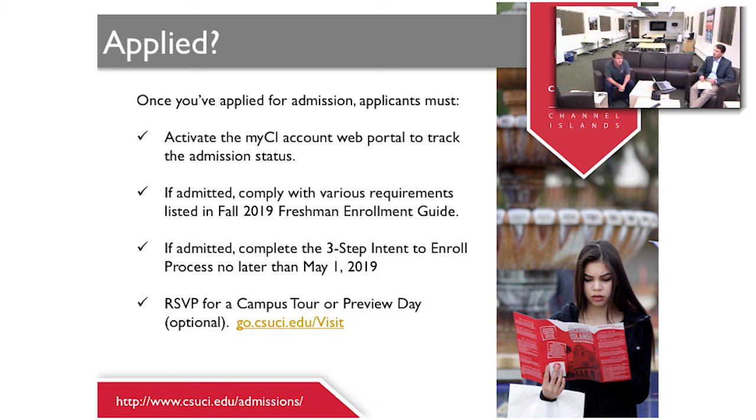You definitely want to follow along in the enrollment guide as you're going through the admission process. If you're admitted, you do have to complete the 3-step intent to enroll process no later than May 1st. So you want to make sure you complete the 3-step intent to enroll process that's outlined in that enrollment guide. And if you have any questions about that, again, you can contact our admissions office. And again, as a student that's applied, we want you to, if you can, definitely sign up for a campus tour or a preview day.